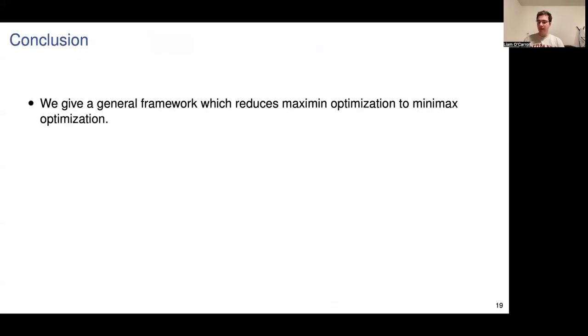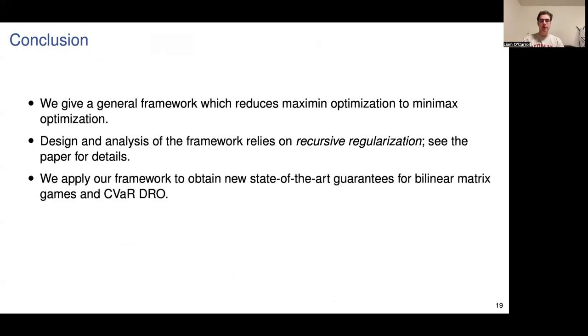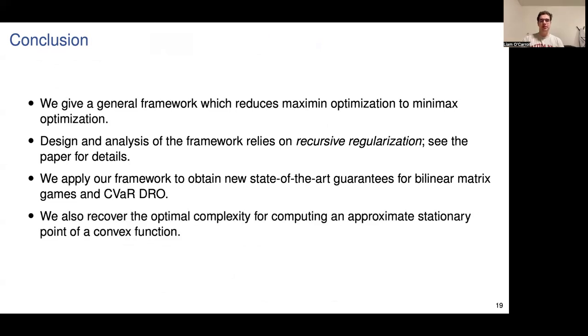So in conclusion, we give a general framework which reduces minimization optimization to minimax optimization. The design and analysis of the framework relies on recursive regularization, and we refer to the paper for details. We apply our framework to obtain new state-of-the-art guarantees for bilinear matrix games and conditional value at risk distributionally robust optimization. And as an illustration of its broader applicability, we also recover the optimal complexity for computing an approximate stationary point of a convex function.